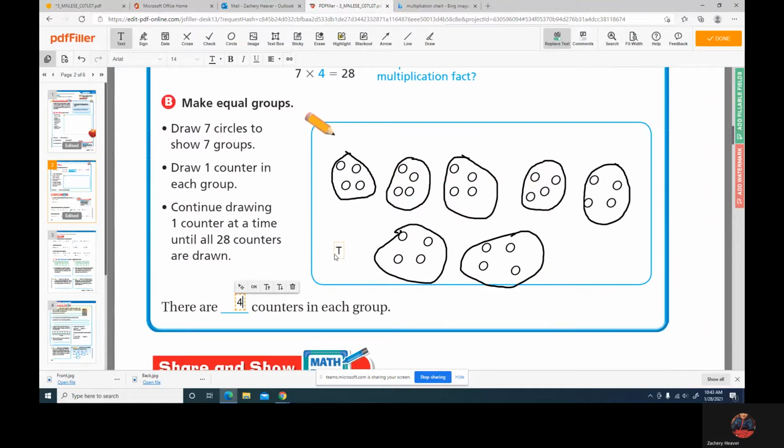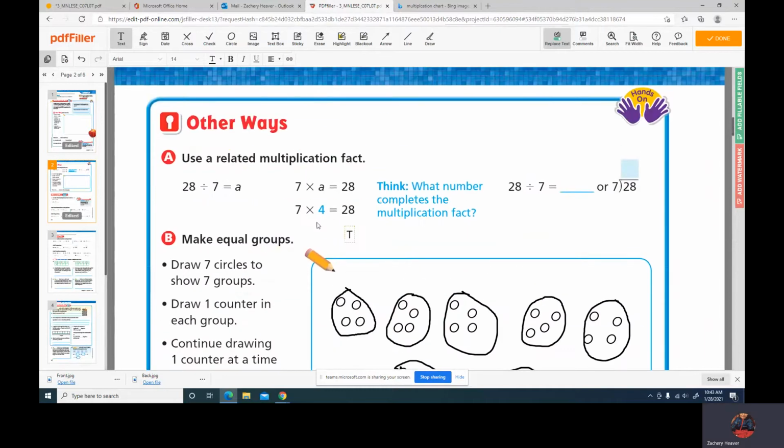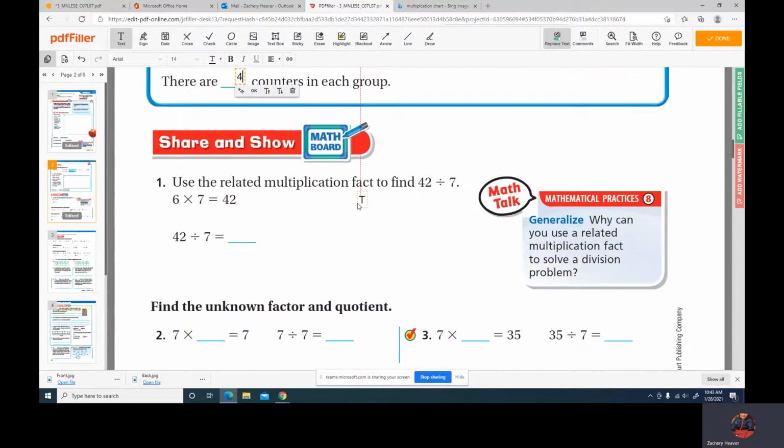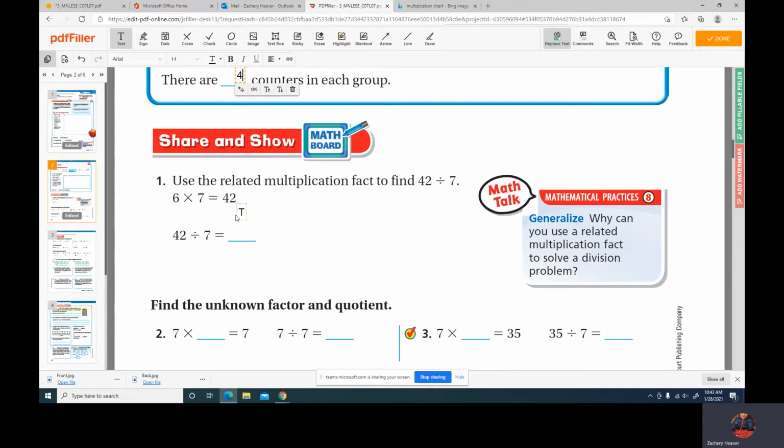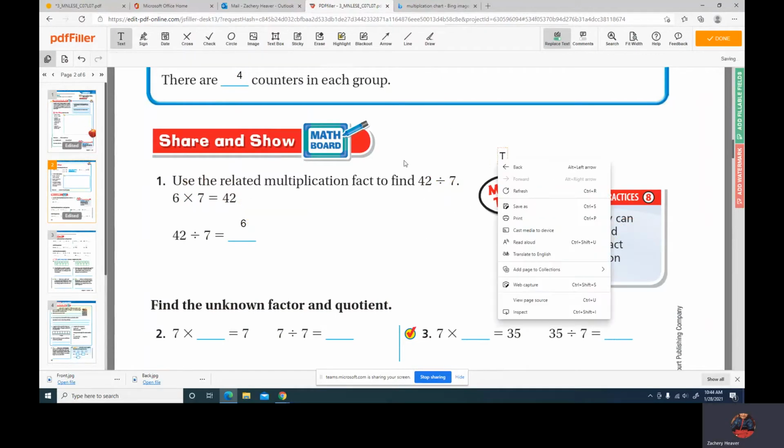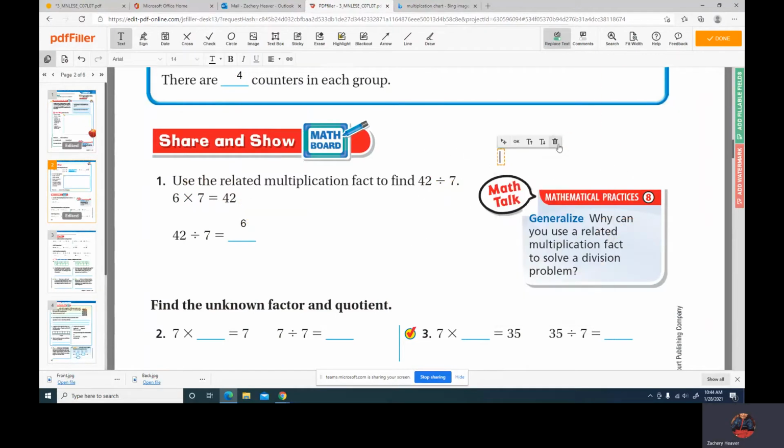Okay. Same exact problem, guys. Now it says use related multiplication facts to find 42 divided by 7. Well, I know 6 times 7 is 42. So if I go backwards, it's going to be 42 divided by 7 equals 6. And remember, that is called a fact family.